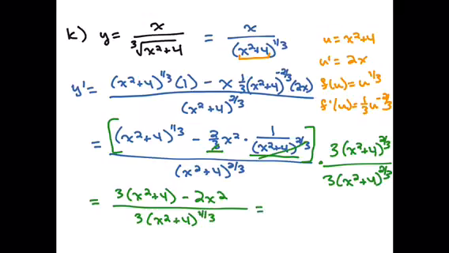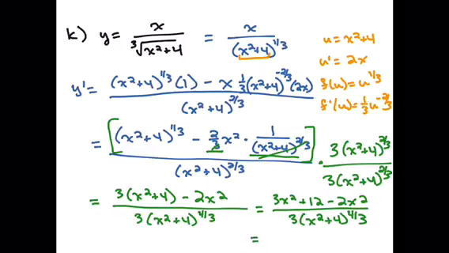And if we clean up our numerator here, I see I've got 3x squared plus 12 minus 2x squared over 3 times (x squared plus 4) to the 4/3. And 3x squared minus 2x squared just gives me x squared plus 12 over 3 times (x squared plus 4) to the 4/3 power.